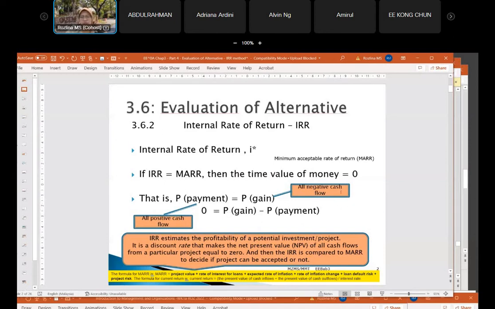P below minus P payment is equal to 0. That means the value is 0, meaning the I that you suggest is the I that can make the P 0. Like that. Okay, it's fine, let's look at an example.